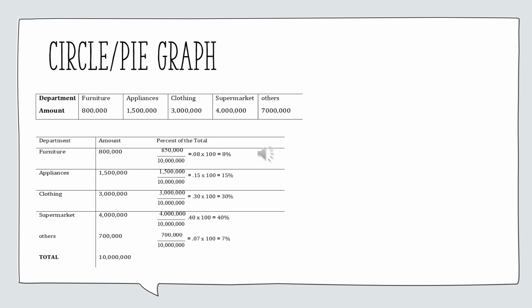For example, in the furniture department, with the total sales of 800,000 pesos, this amount will be divided by the total sales to obtain its portion of the total sales. So, 800,000 pesos divided by 10 million pesos is 8/100. To convert this to a percentage, we will multiply by 100, resulting in 8%. The same process applies to the other departments.